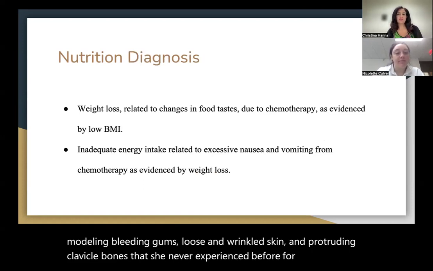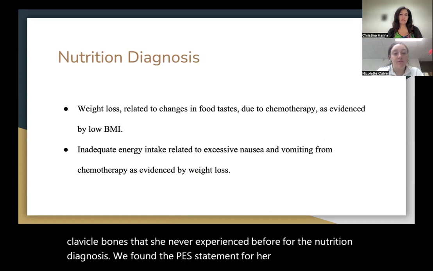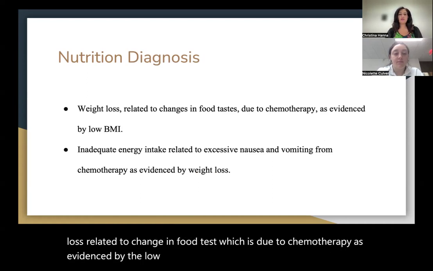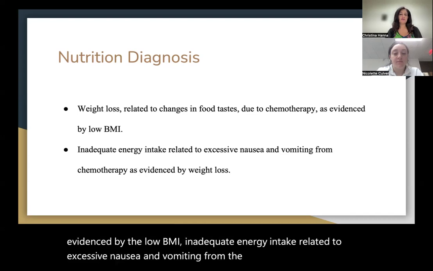For the nutrition diagnosis, we found the PES statement for her: weight loss related to change in food taste, which is due to chemotherapy, as evidenced by the low BMI. Inadequate energy intake related to excessive nausea and vomiting from the chemotherapy, as evidenced also by weight loss.